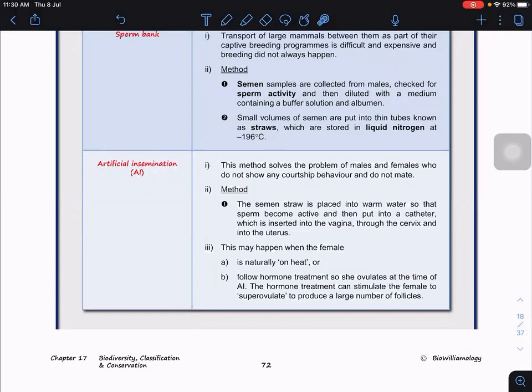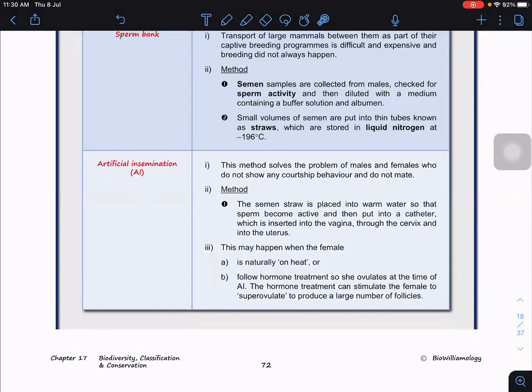So we do this with females that are naturally on heat but do not show any courtship behavior, or we follow with hormone treatment so that they ovulate at the right time. This is what we call artificial insemination. We use hormone therapy because we can stimulate the female to have super ovulation and produce a large number of follicles. So this is artificial insemination.